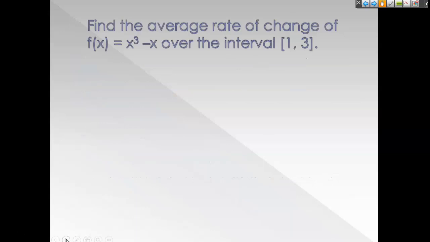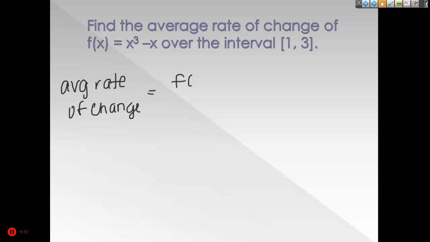Find the average rate of change of x cubed minus x over the interval 3, 1. So average rate of change is equal to f of 3 minus f of 1 over 3 minus 1. Change in y over change in x.